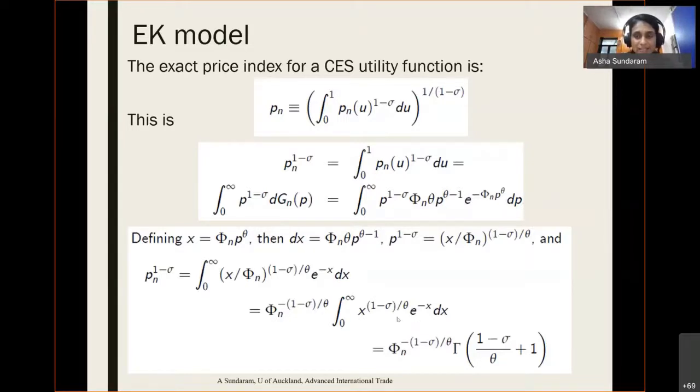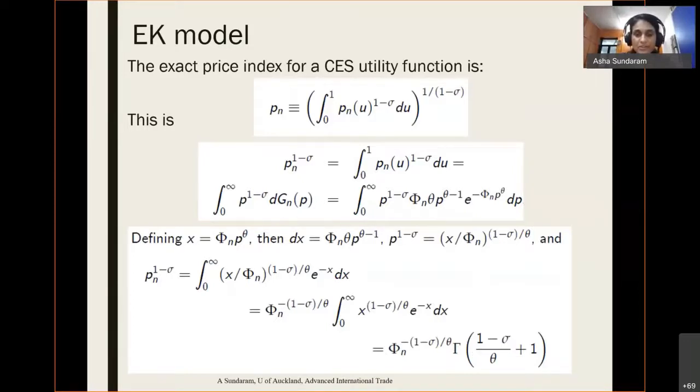And it turns out that the expression within the integral, the 0 to infinity and that expression dx, is called a gamma function in mathematics. It's simply, one can write that as gamma of 1 minus sigma over theta plus 1. All we're saying is it's a mathematical function of exogenous parameters, sigma and theta. Sigma drives the substitution elasticity, and theta is the shape parameter of that Fréchet distribution.